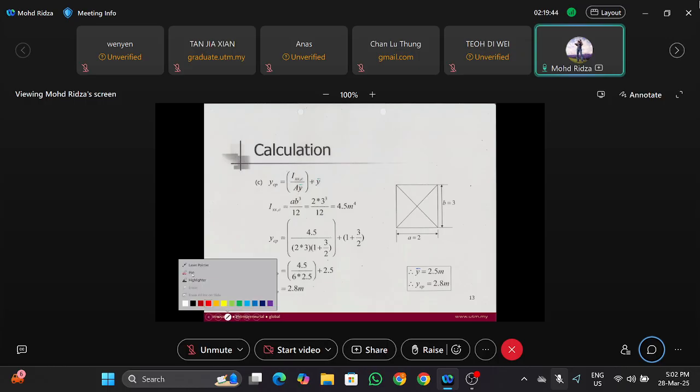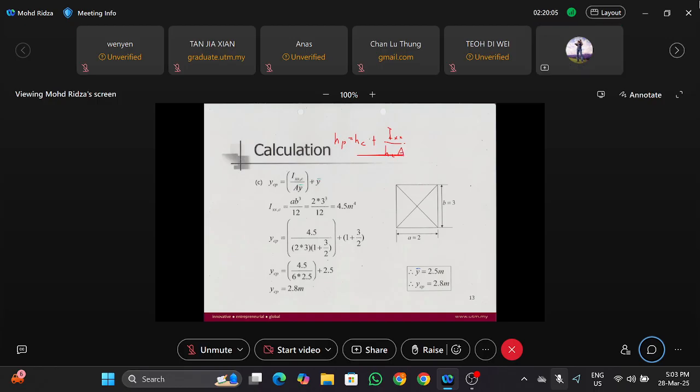Let me just write the equation, another form of equation: HP equals HC plus IXX sine square theta, but I'm removing it because it's 90 degrees, divided by HCA. We already have our HC just now. Our HC is 2.5, 1 plus 1.5. We also have our A, which is 6. So we just need to find IXX.